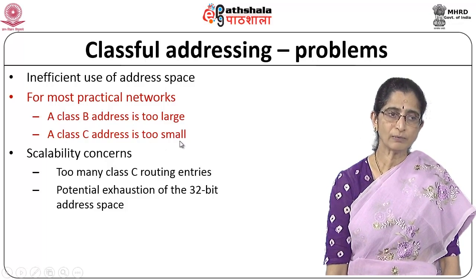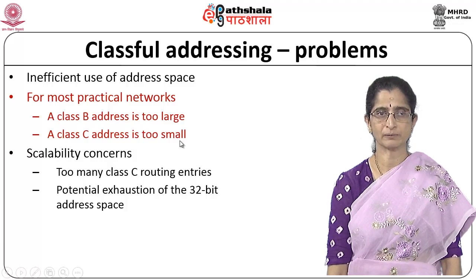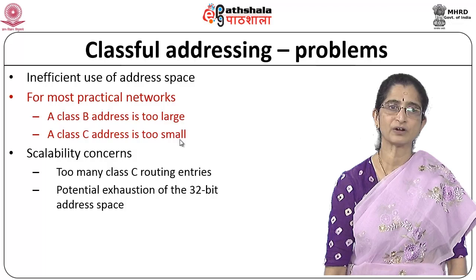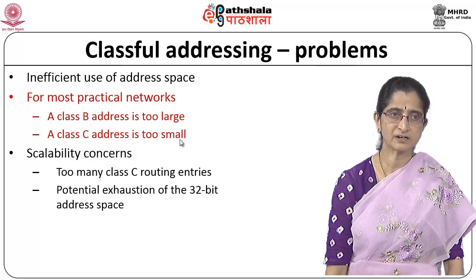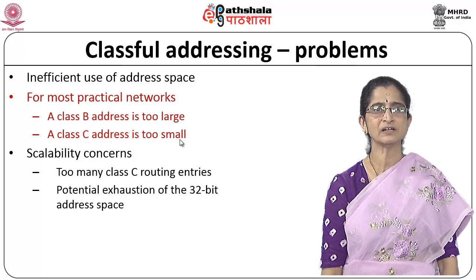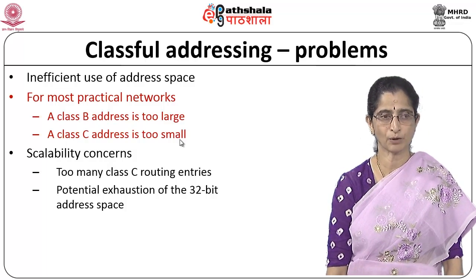So you would normally opt for a class B, which can accommodate up to 16K. So what if I really don't need 16K? I will still be opting for a class B network. So is it really useful? Am I really using all the addresses that have been allocated to me? That is where basically a problem arises.